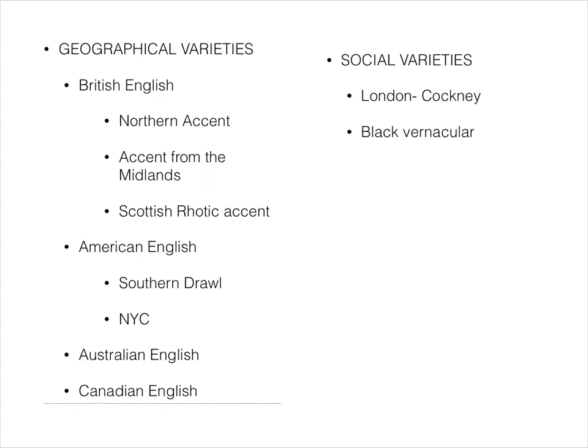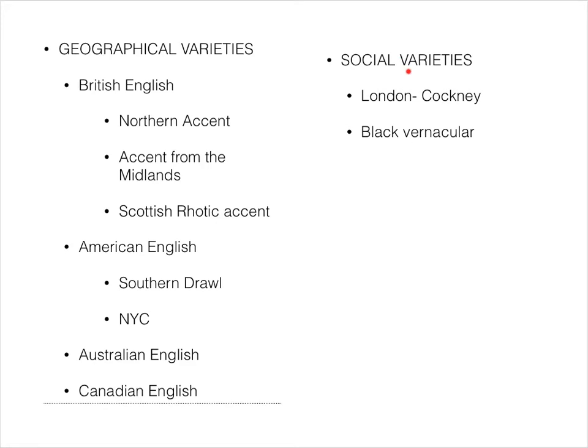In American English, of course, America is huge, so you have millions of different accents. But very typical are the accent from New York, like Robert De Niro, for example, has a New Yorker accent, or the Southern drawl that I will show you. You have Australian English, Canadian English, lots of different geographical varieties, of course.